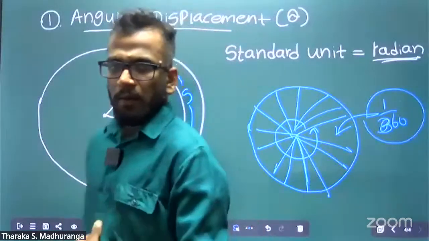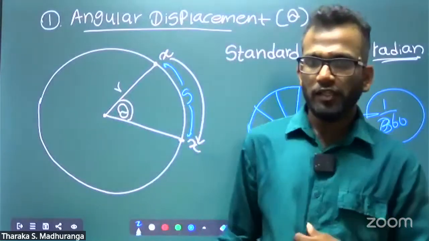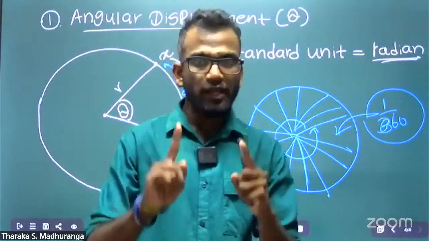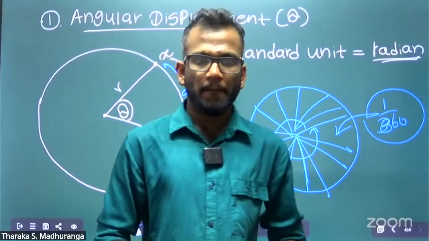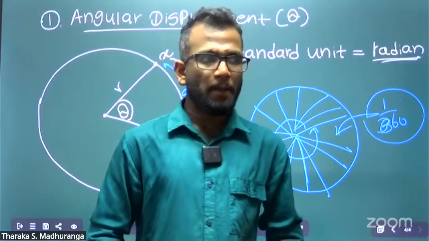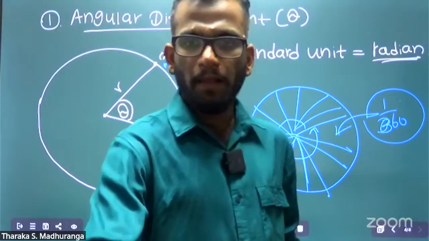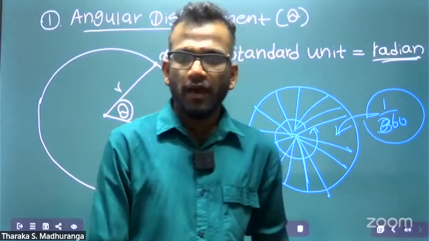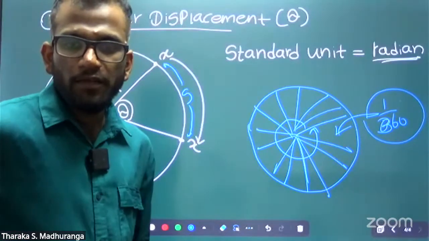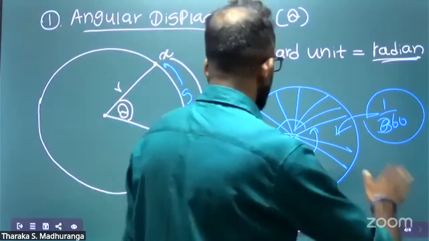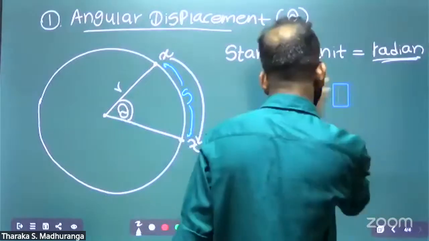Guys, before today's class, do you remember? Fatima, what's the definition of 1 radian? Anyone? Quickly. The angle given by an arc length equal to the radius. Very, very good, Mariam.